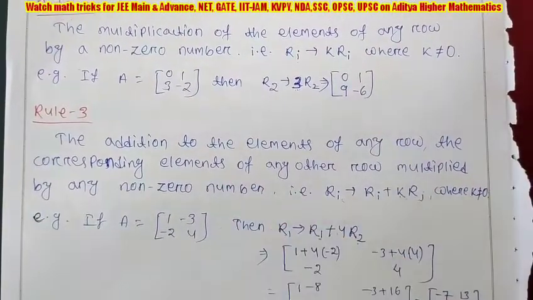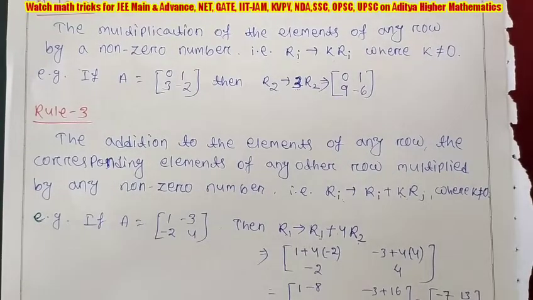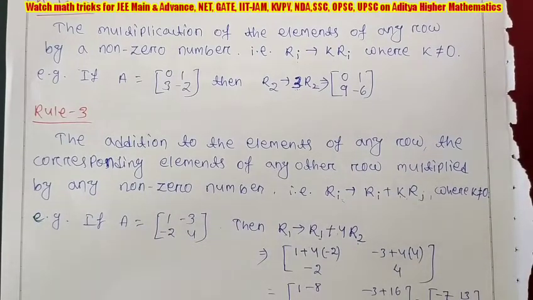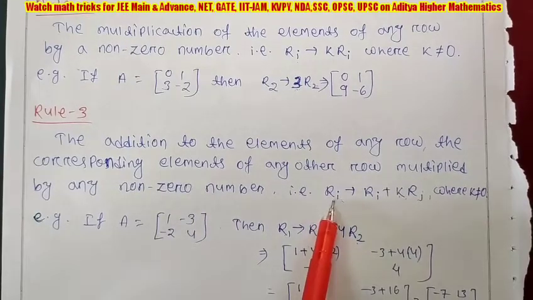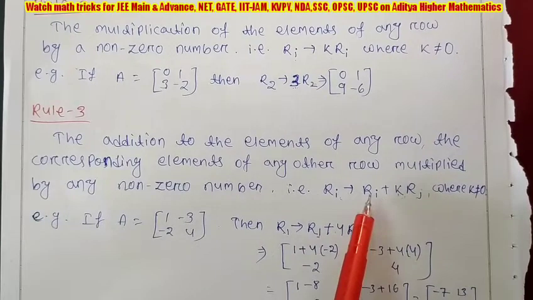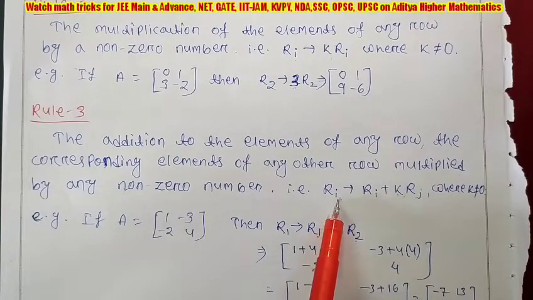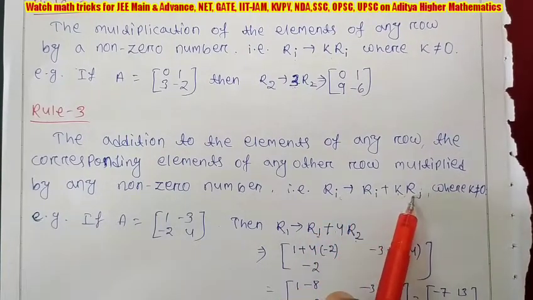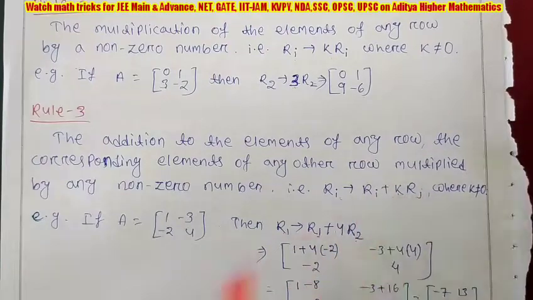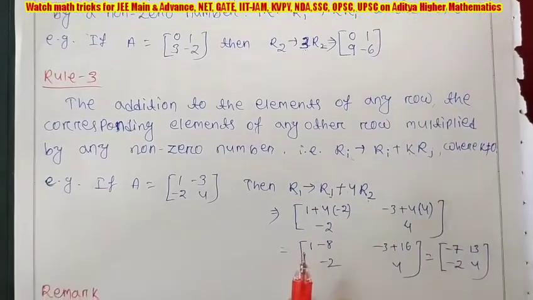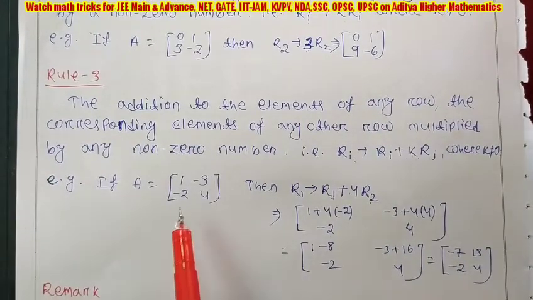Next, the third rule. The addition to the elements of any row, the corresponding elements of any other row multiplied by any non-zero number. That means we can add one row to another row by multiplying by some non-zero constant. For example, if Ri is any row and we add this row to another row multiplied by some constant, then the first row Ri stays the same, you write it as is, and for the other row you multiply by some constant and add both. You can easily understand the rule if I solve this problem.